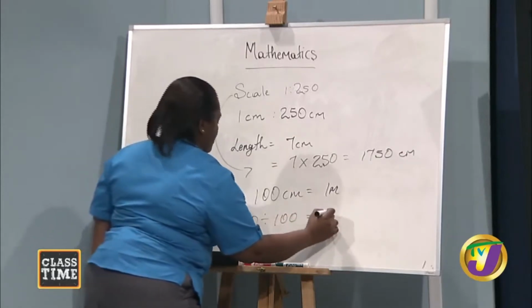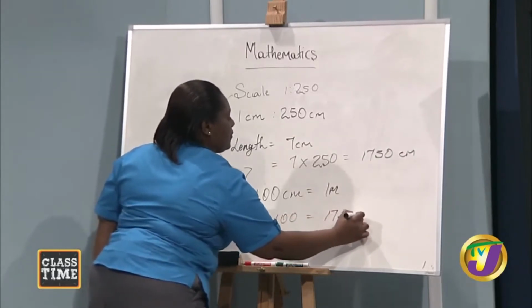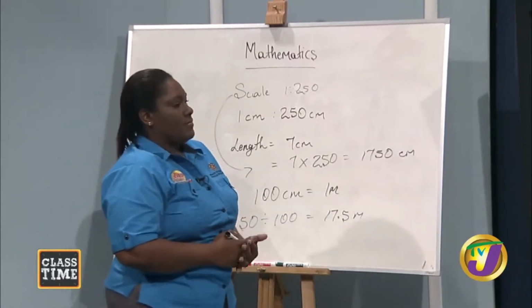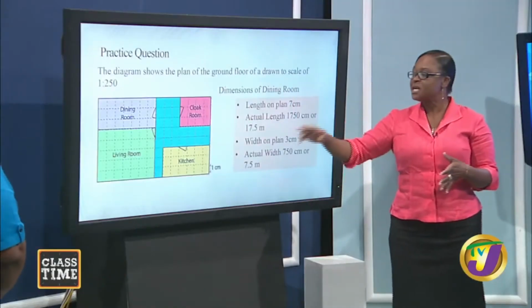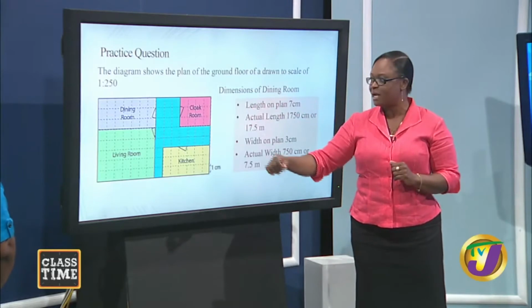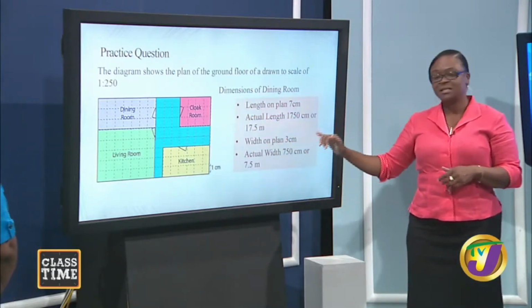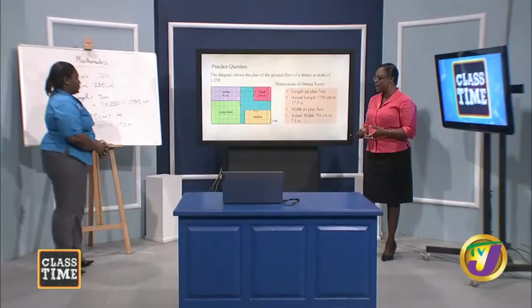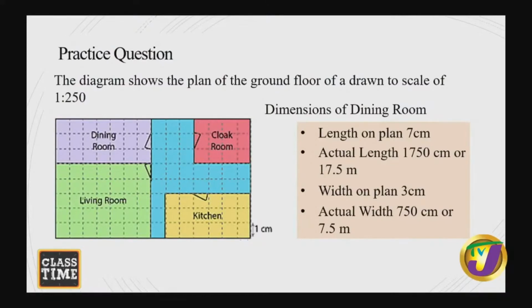1,750 centimeters is equivalent to 17.5 meters. And if we use the same pattern to find the width, we see that it is 3 centimeters that's represented on the plan. The actual distance would be 3 centimeters multiplied by 250 because we are using the scale that is already identified. And we would get 750 centimeters. Convert that to meters. That would be 7.5 meters.